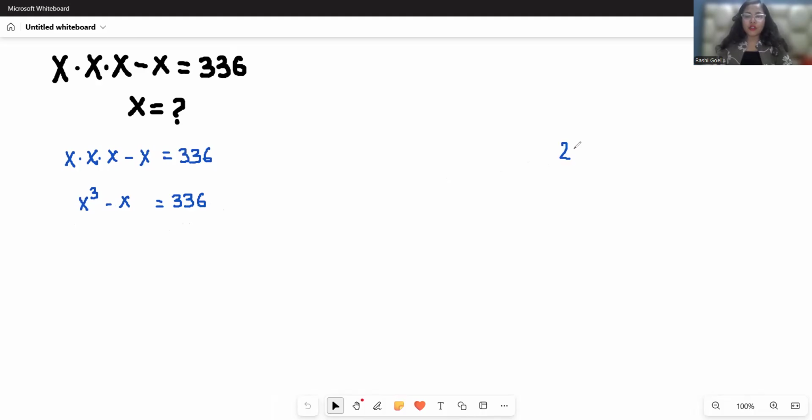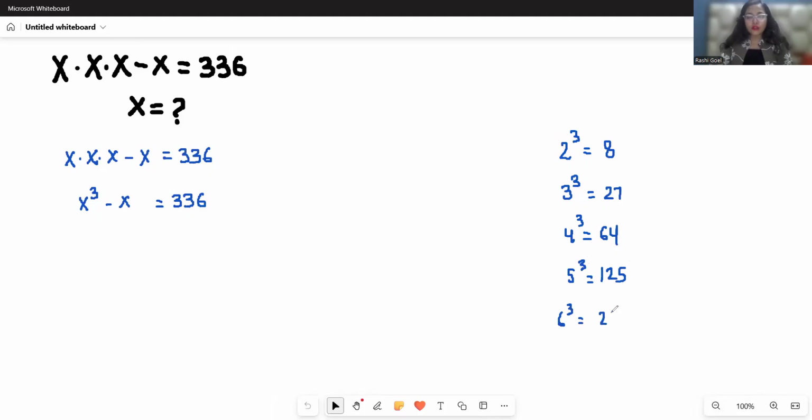So if we start with 2, so 2 cubed is 8. 8 minus 2 can't be 336. Similarly, 3 cubed is 27, not possible. 4 cubed is 64. 5 cubed is 125. 6 cubed is 216. Whereas 7 cubed is 343. So yes, 7 cubed is nearby this 336, the closest one.